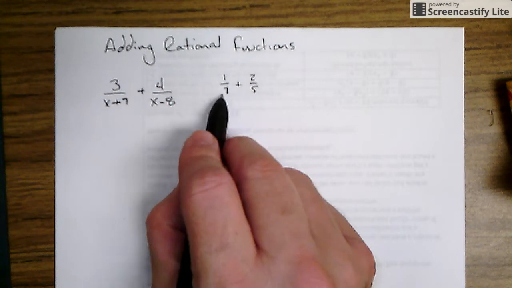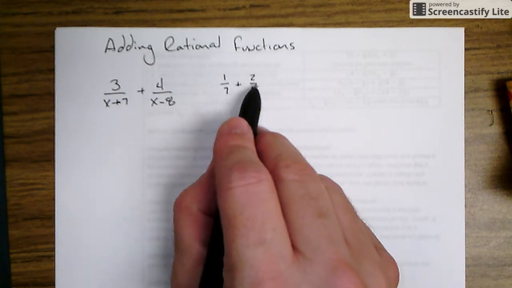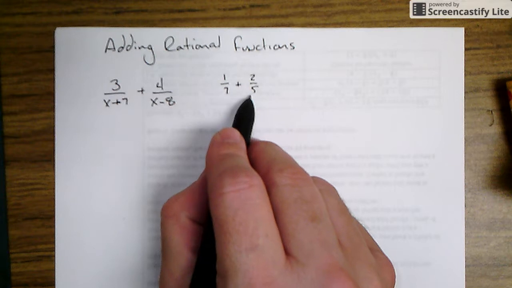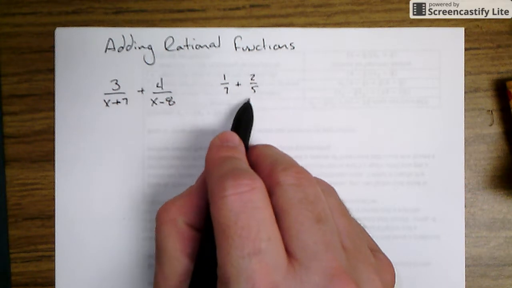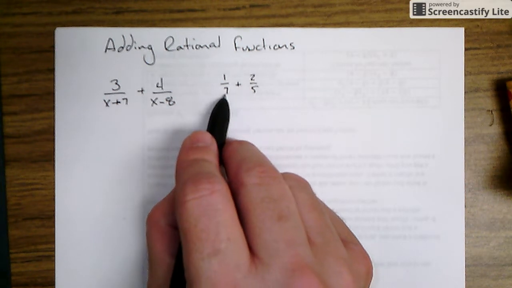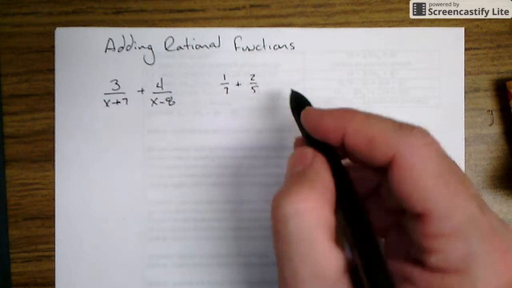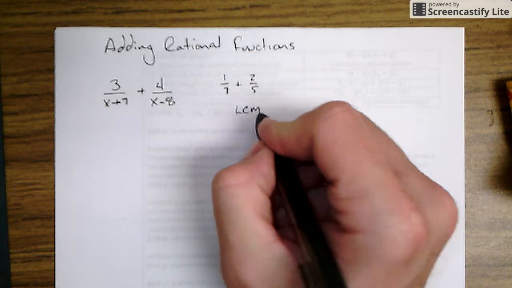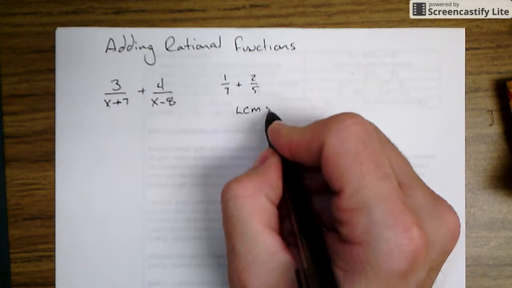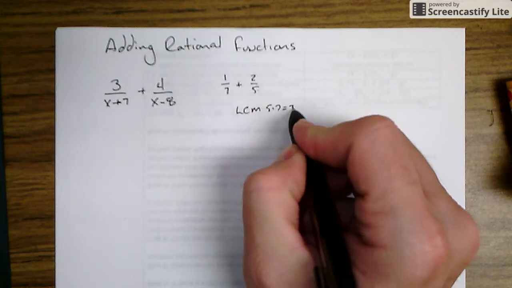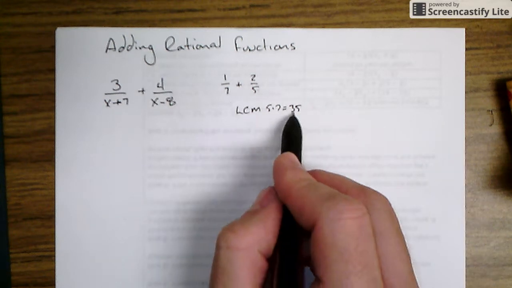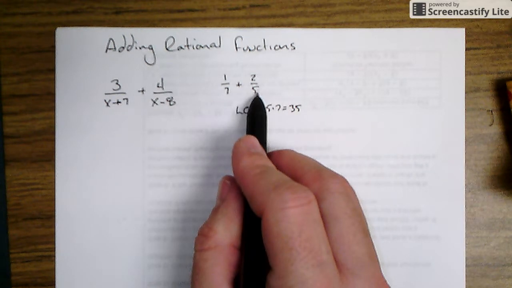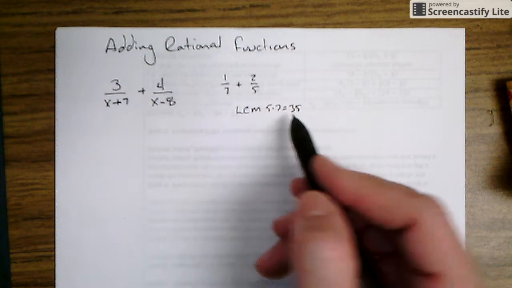So we need to figure out how do we convert 1/7 and 2/5 to a common denominator. And the way we're going to do that is we're going to look for the least common multiple of 7 and 5. If we think about this, that's going to be the least common multiple for 7 and 5. 5 times 7 equals 35. So we need to convert both of these denominators to 35 so that they're common.